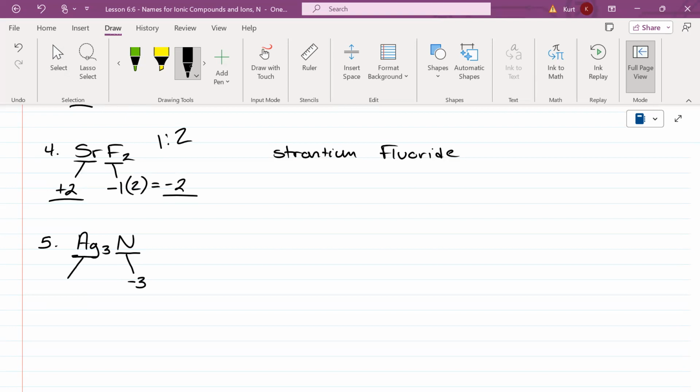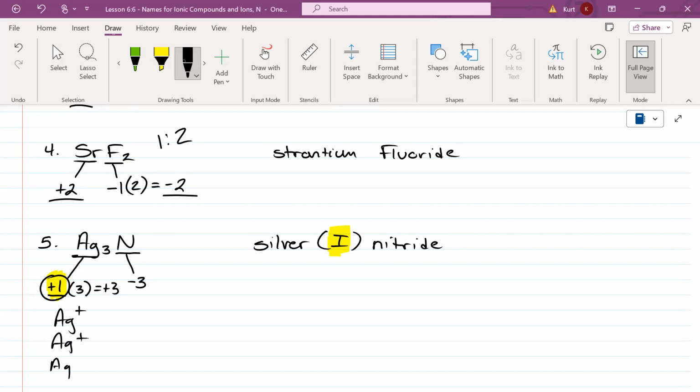So here's my question. What times 3, that 3 right there, would equal positive 3? The answer is positive 1. So that 1 is what you're going to call silver. This is going to be called silver 1 nitride. This 1 is indicative of that charge. So you have 1 silver here, 1 silver here, 1 silver here. 1 plus 1 plus 1 is positive 3. And then you have this 1 nitrogen, which is negative 3. Positive 3, negative 3. They cancel each other out in a 3-to-1 ratio.